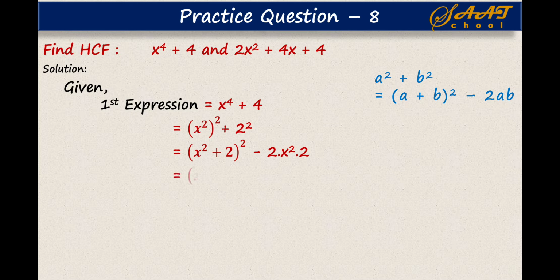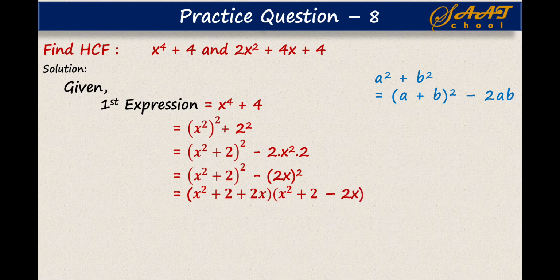Now the second term, 2x^2 times 2, can be written as (2x)^2. Now this is in the form of a^2 - b^2, and the formula is (a + b)(a - b). Now you can arrange the terms: (x^2 + 2x + 2)(x^2 - 2x + 2). So these are two factors from the first expression.